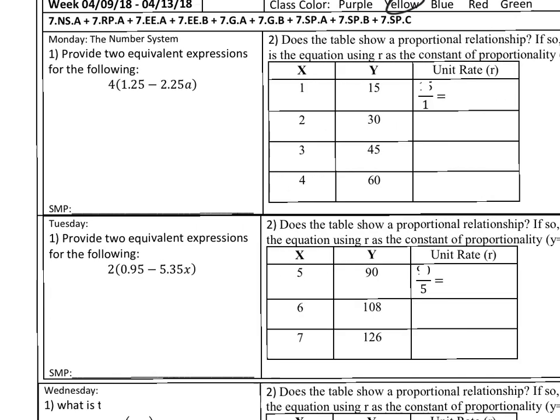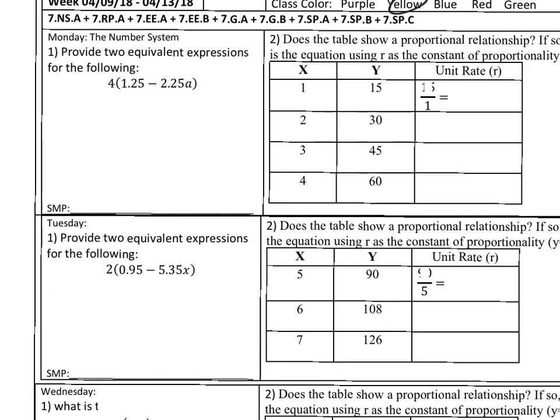So here we're distributing the 4. If you remember correctly, we learned about the distributive property. When you have an integer outside of a parentheses or a quantity, you distribute the 4 by multiplication, and you multiply each term inside of that parentheses. So in this case, we have 4 times 1.25 and 4 times negative 2.25a, or you can just multiply that by 2.25a and keep the subtraction between them.